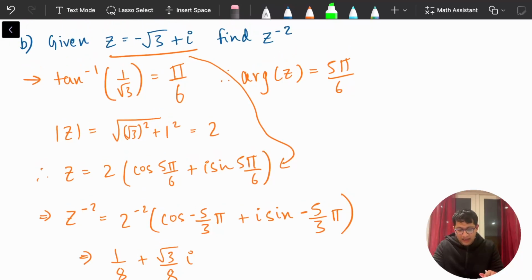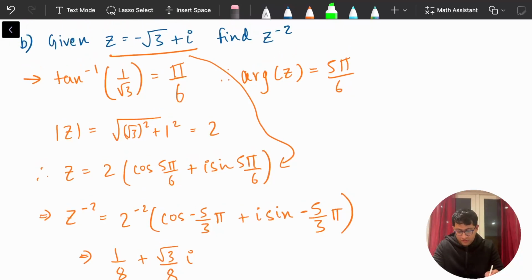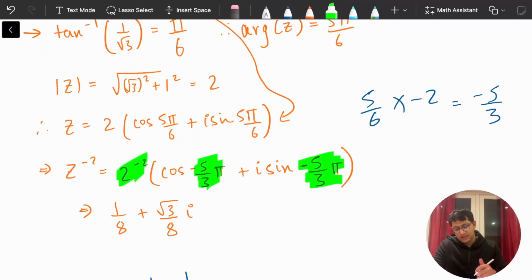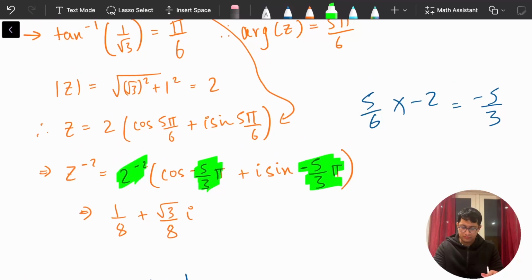Cool. And now you just put it to the power minus 2. So you put 2 to the power minus 2, and you do 5 over 6 times minus 2, which just gives you minus 5 over 3, which is what you can see in here and in here. Simplify it using your calculator and you get an eighth plus root 3 over 8i. Cool.